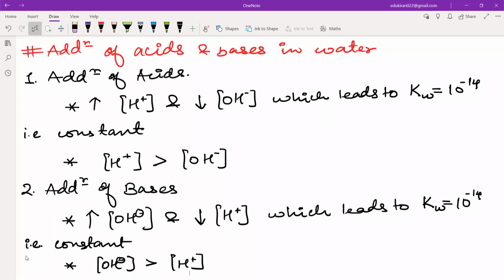Reba, did you understand now whatever I explained previously? If you have understood it, then try to write in your own words. Main thing is the first line that we have: increase in the concentration of H plus on the addition, and there is a decrease in the concentration of OH negative, which leads to Kw equal to 10 to the power of -14, which is constant. I will wait, no problem.